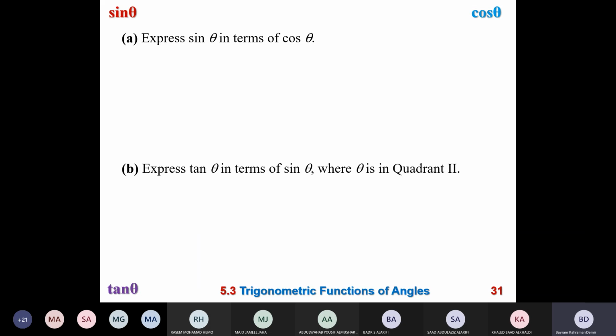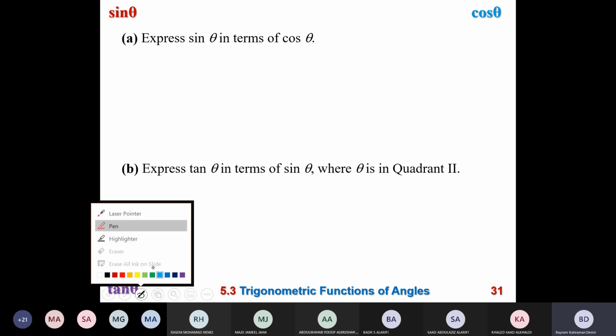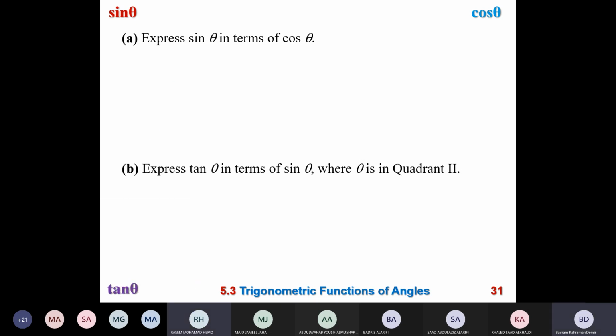Express sine theta in terms of cosine theta. What does it mean? It means by using this famous identity, sine square theta plus cosine square theta is 1. We know that one, right? So from here, we need to solve for sine theta.